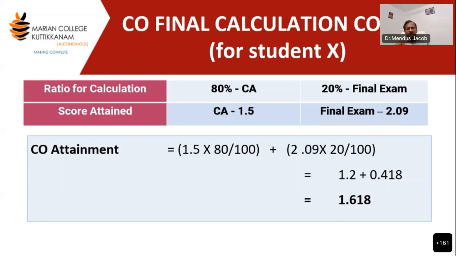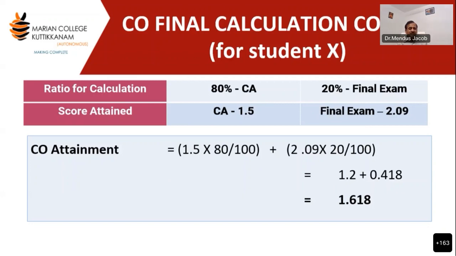Here I'm just showing an example of the calculation. Here I'm giving 80% importance for continuous assessment, 20% for final exam. So according to that ratio, we can calculate the values, because already we have calculated continuous assessment for CO1 as 1.5 and for final exam 2.09. And if 80-20 is the proportion, we will get 1.618 or something like that. So this is the CO attainment of one student for one course outcome.